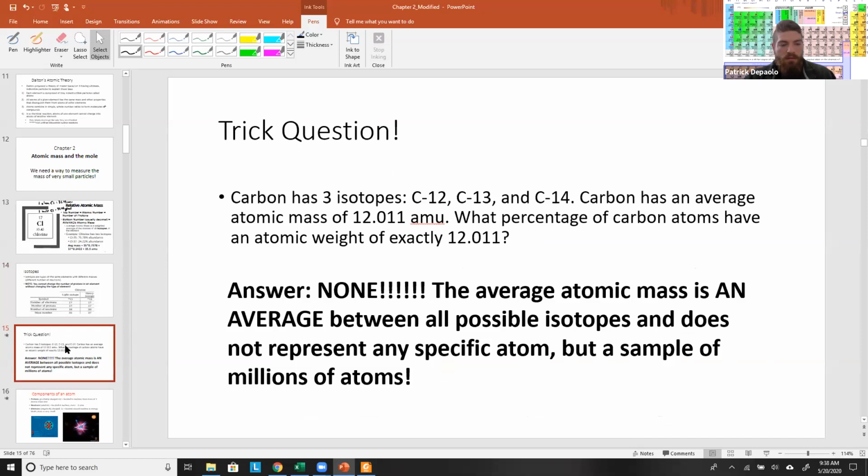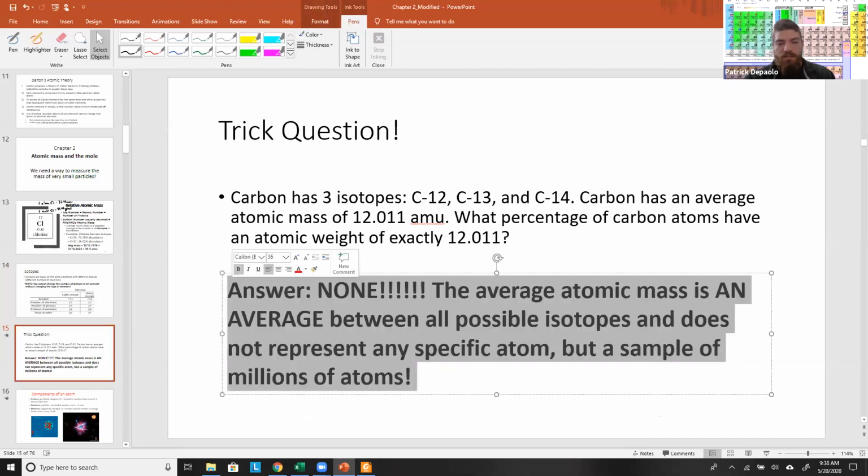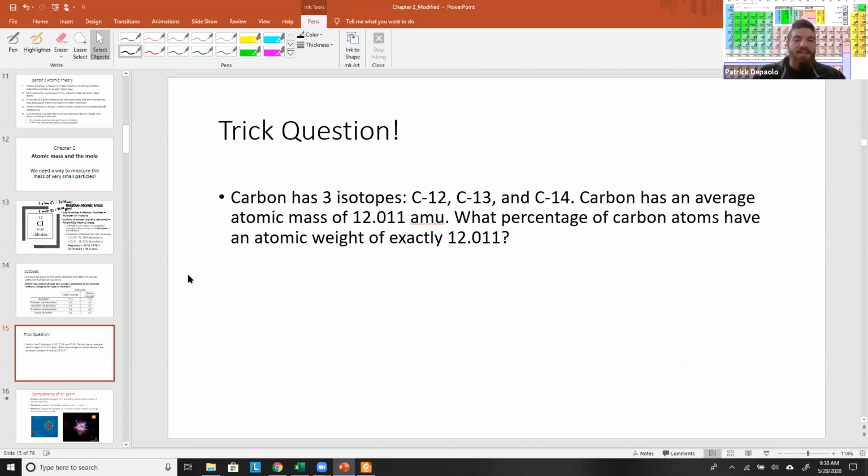So, not really a trick question anymore, but this was a trick question here. Now it's a trick question. So carbon has 3 isotopes, 12, 13, and 14. The average atomic mass is 12.011. What percentage of carbon atoms weighs exactly 12.011? And you saw the answer, it's none. And the reason why is because 12.011 is an average atomic mass, like we just talked about. That means if you take the weighted average of the abundances of the different carbon isotopes, they will have a weighted average of around 12.011.